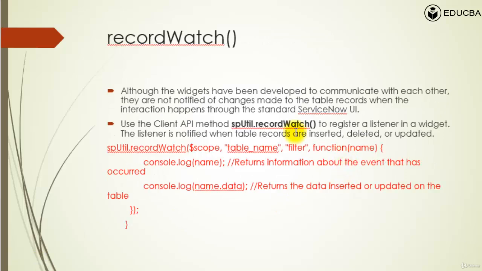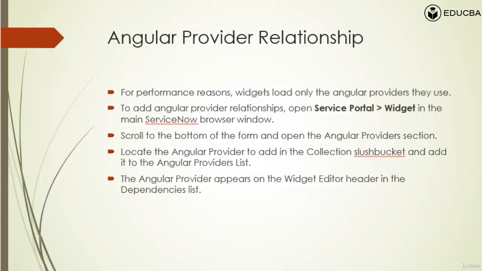Okay, the next thing we'll understand is record watch. Before going into record watch, we can see how to use an Angular provider. We'll create a custom Angular provider and utilize it in the widget. So this is it for this tutorial. In the next tutorial, we'll create an Angular provider, utilize it in our notes widget, and then we'll understand what record watch is. After that, we'll brush up on the Angular basics which are required for Service Portal. Thank you.